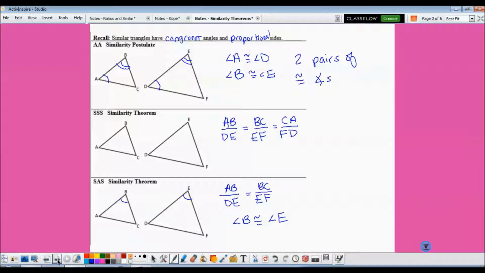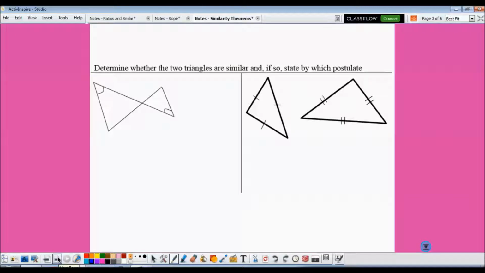So let's look at some examples. Are these two triangles similar, and if so, state by which theorem? Well, here we need to use some of our prior information because we only know about one pair of angles. Well, we know that this angle and this angle are congruent because they are vertical angles, and those are always congruent. So yes, these triangles are similar by the AA postulate, or AA similarity.